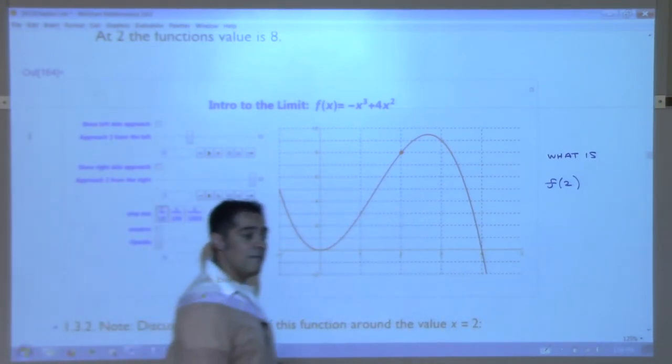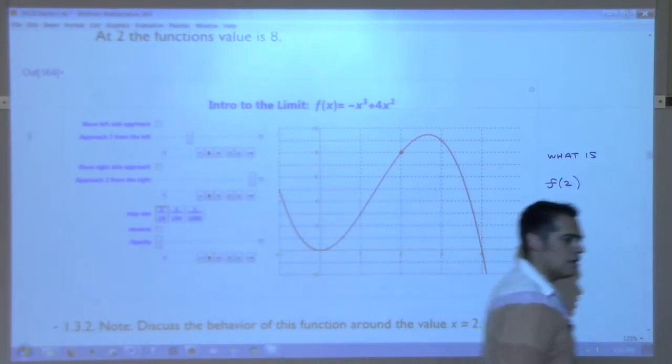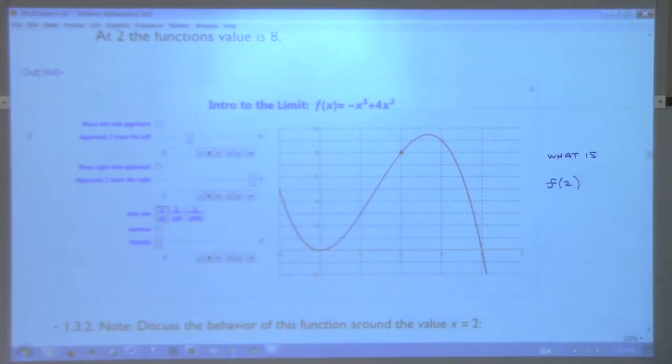So when I say f of 2, do you have some concept of what you should do by looking at this graph to figure out what f of 2 is? Okay, go for it. 8. So Karen, you should go 8.